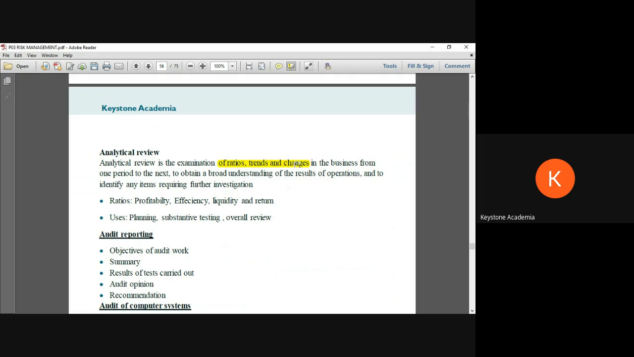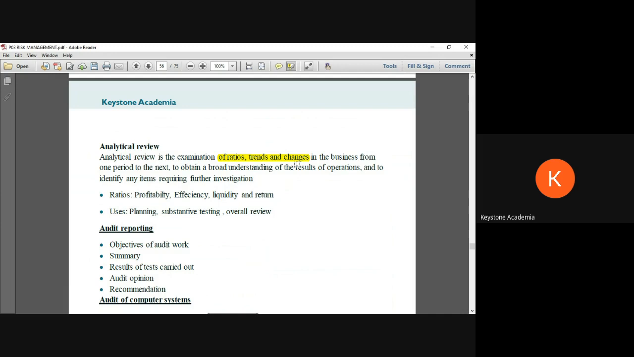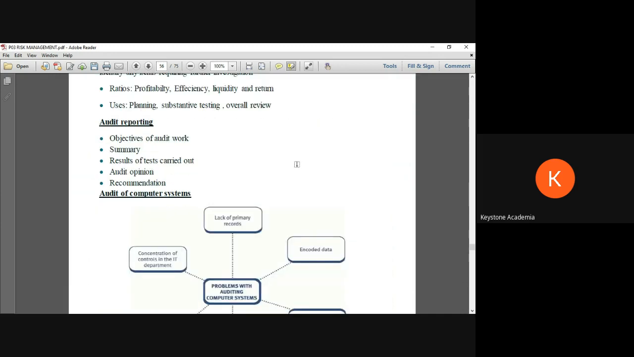Or maybe if you compare that to last year, out of 5 warehouses, 4 have shown steady growth, but one has shown the loss or gone down. So we can prioritize that. So basically this is the way to prioritize it, because there's a limitation of resource and time during the audits also. So they can use the ratios. Reporting, they have to do the objective, summary, result, opinion, recommendation, everything is part of the reporting.